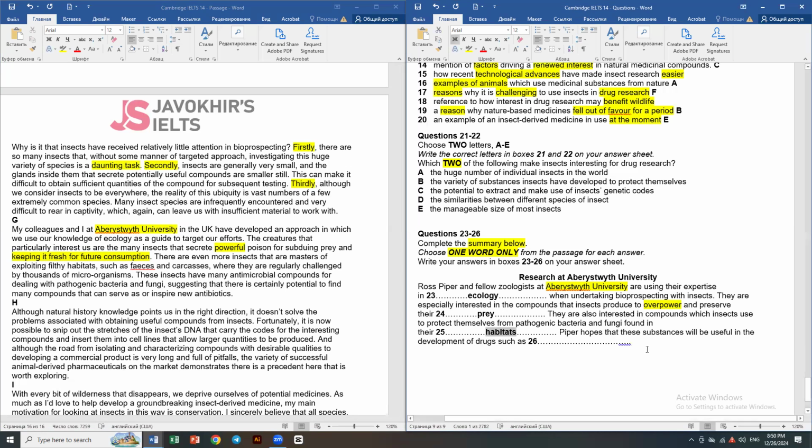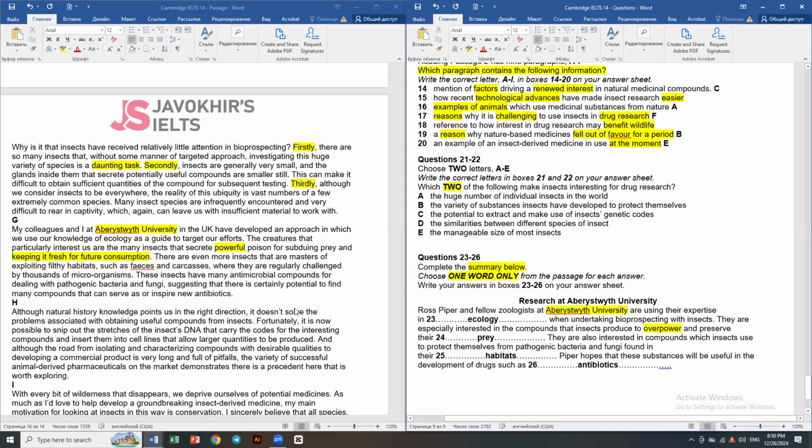Piper hopes that these substances will be useful in the development of drugs. These insects have many antimicrobial compounds for dealing with pathogenic bacteria and fungi, suggesting that there's certainly potential to find many compounds that can serve or inspire new antibiotics. Serve or inspire new antibiotics.